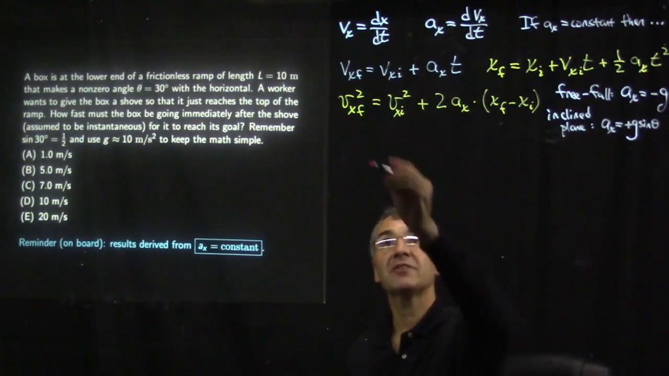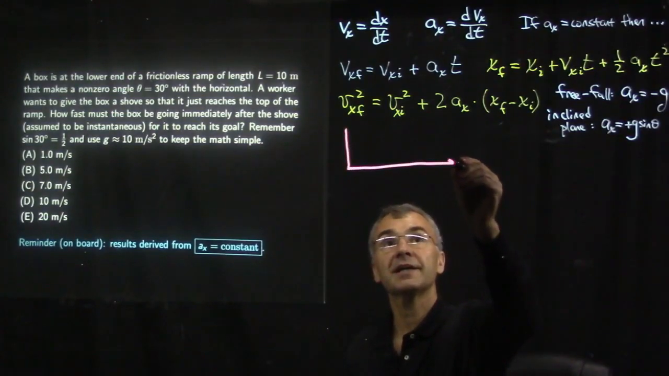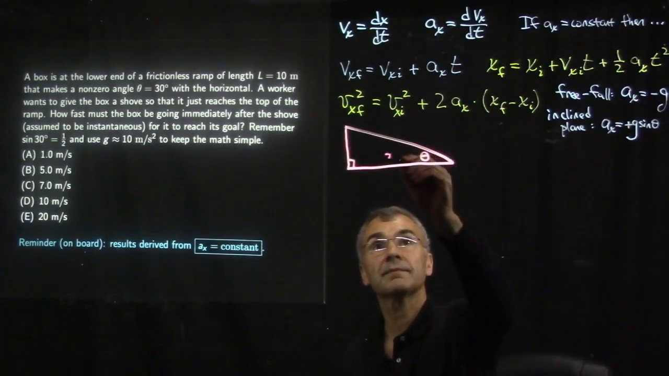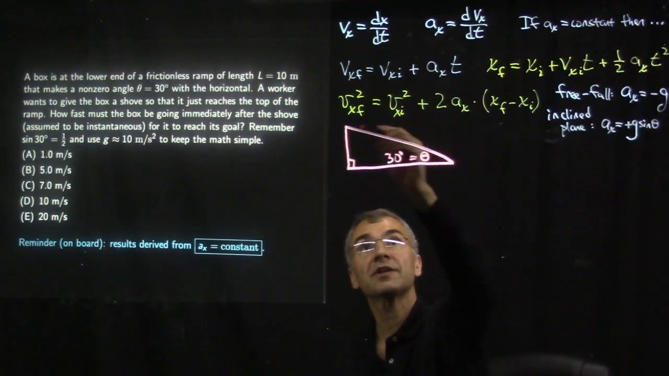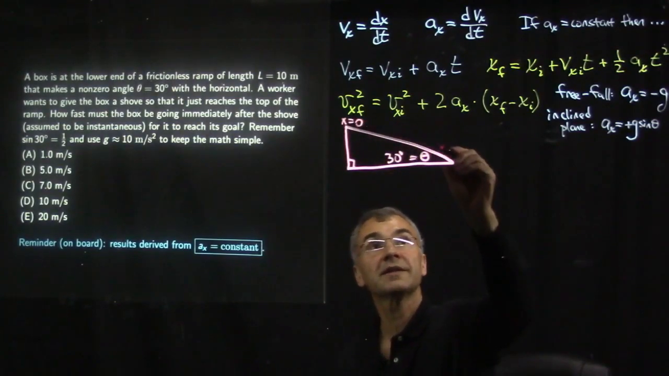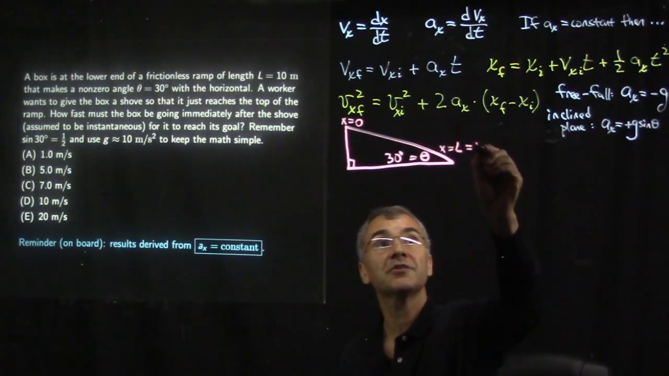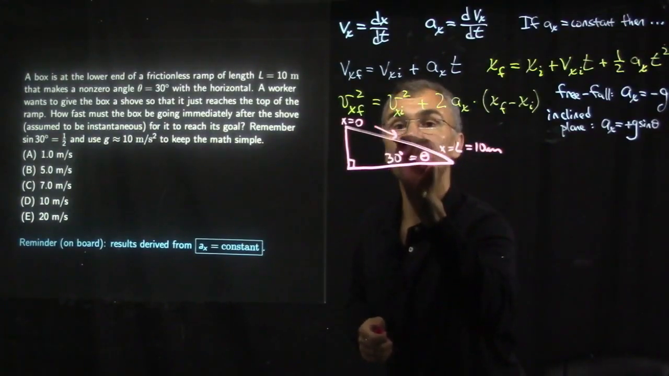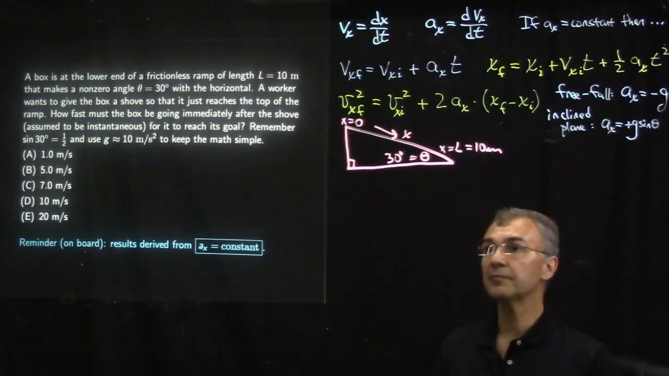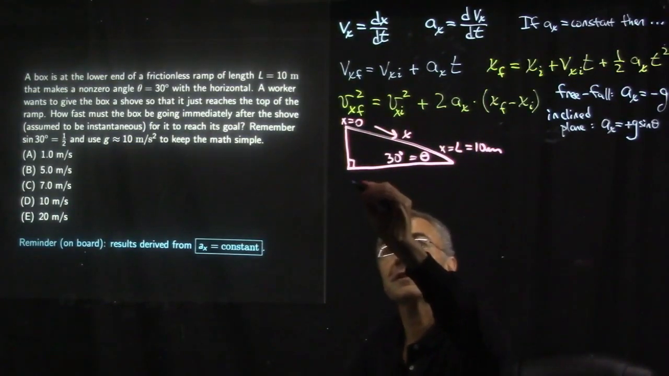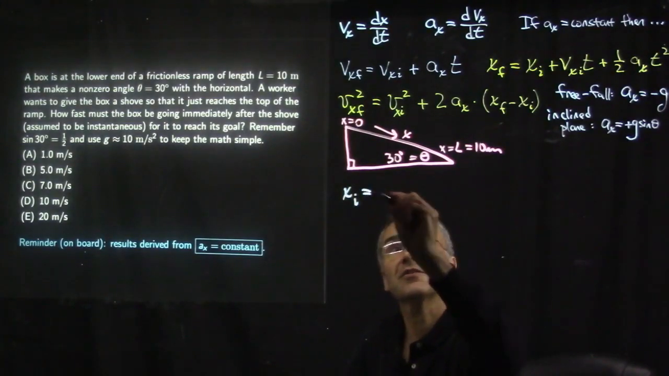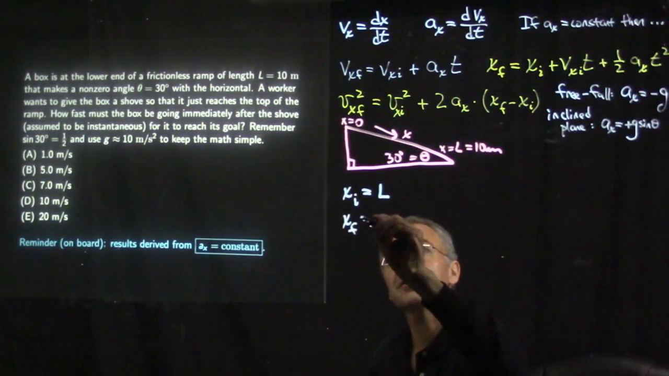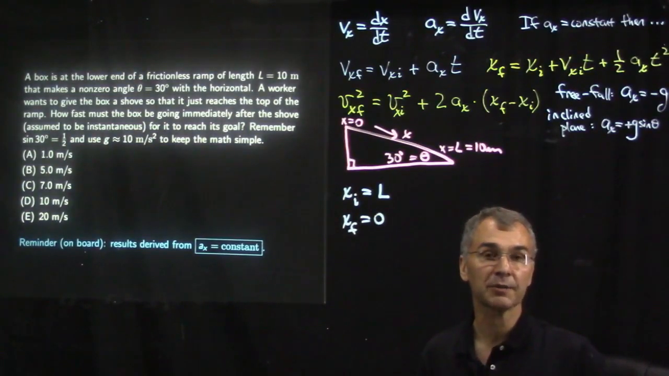So it seems like we have an inclined plane here. Theta is 30 degrees. And then this is x equals 0. This is x equals L, which is 10 meters. And the x-axis points downhill. So it seems like we have x initial is L, which is 10 meters. And we have x final is 0, because we want it just to reach the top of the ramp, which is x equals 0.